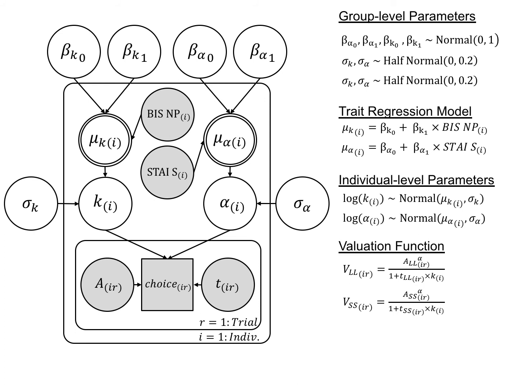Like I said, I won't get into too much detail here. In the valuation function, we're using the valuation that I described on the previous slide. And then at the end, we have a logistic function that just looks at the difference between the value for the larger later and smaller sooner reward. And this is how we determine the probability of choosing either.